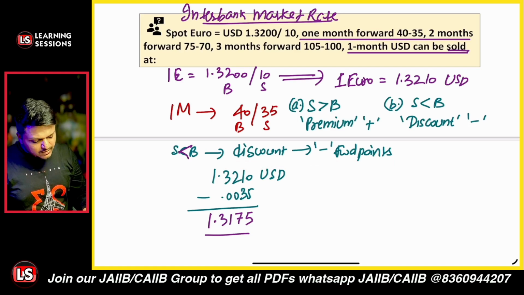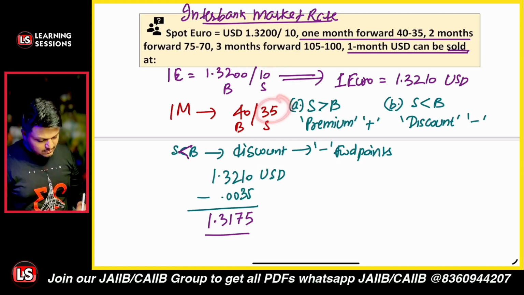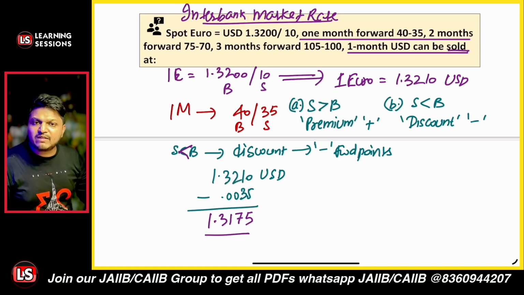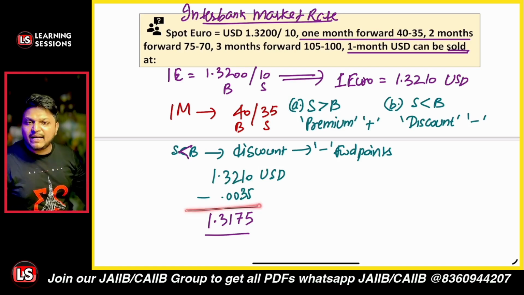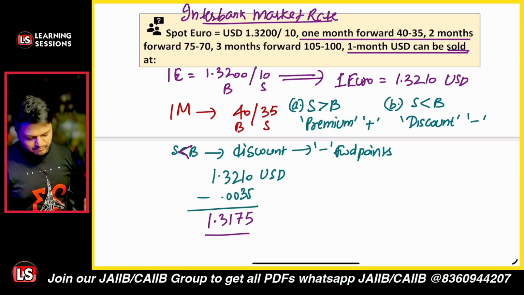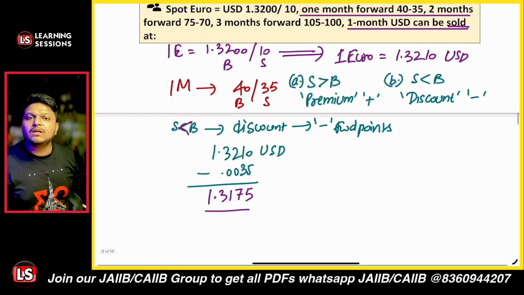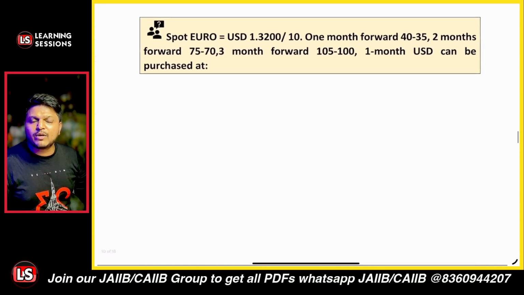We picked up the selling rate, that is 1.3210. This is the selling rate, right? And after that, we picked up the forward points for the selling rate, that is 35. And 35 is representing the last two decimal places only, right? So we wrote it as 0.0035, and then we subtracted the forward points, right? And we got our answer. Is that particular point clear to you? Now let's have a look at the other question also.